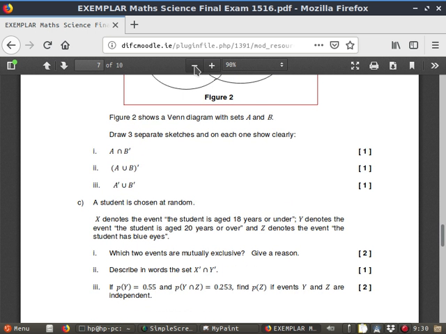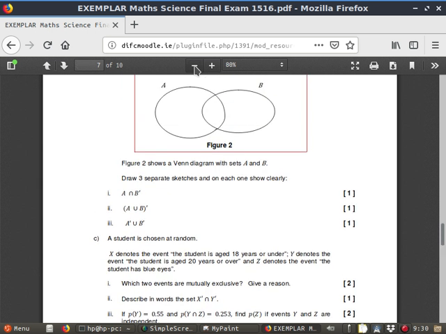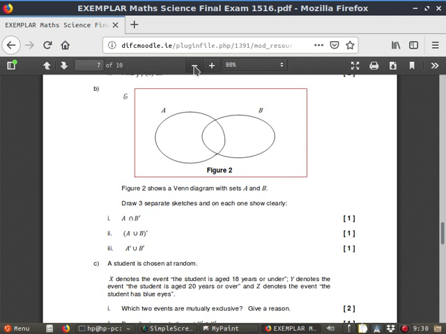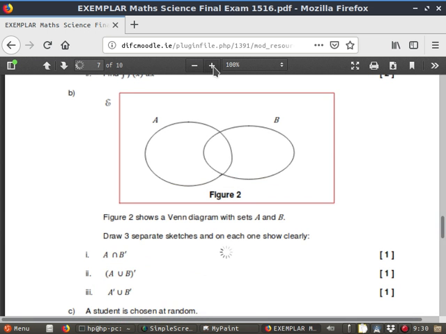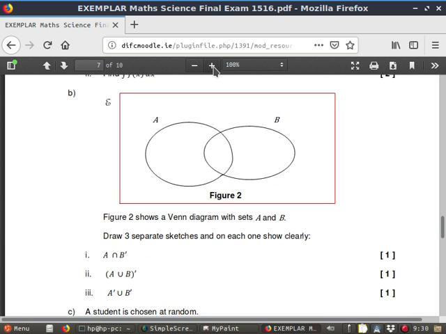Actually, you could do B and C here. So how about we just start with B? It's quite short. 1 mark, 1 mark, 1 mark. They just want you to shade in these 3 regions. That's all, 1 mark each. Take your pen and shade it in on your computer screen, please.